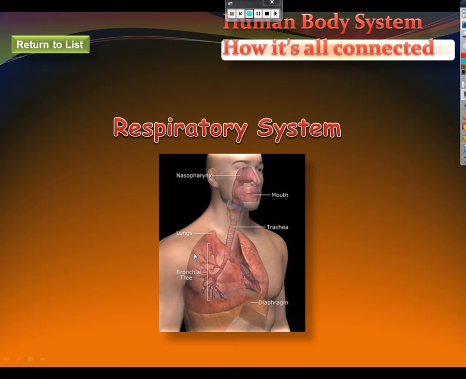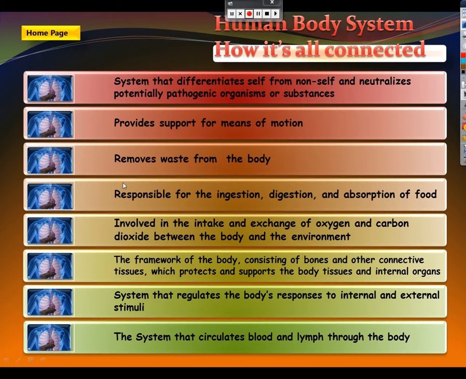Air will continue down in here into your lungs, and your diaphragm is that muscle that contracts and releases to expand and restrict the size of the lungs as well. So let me return to the list so you can write that down next to respiratory.